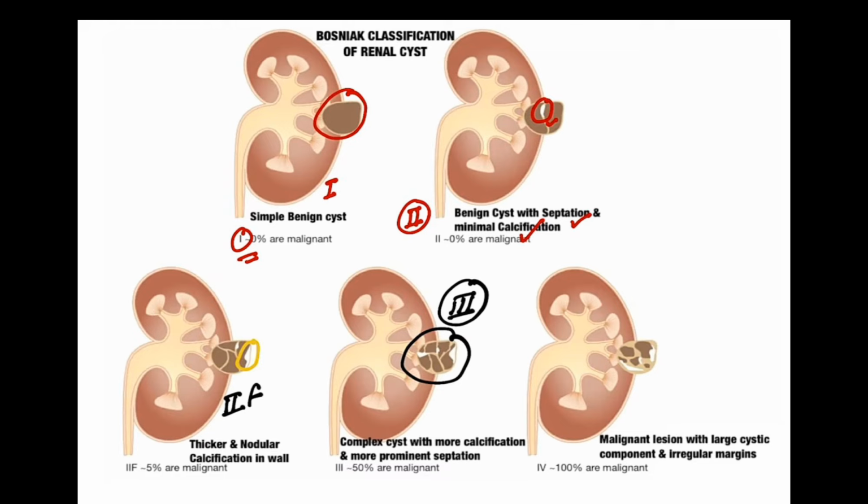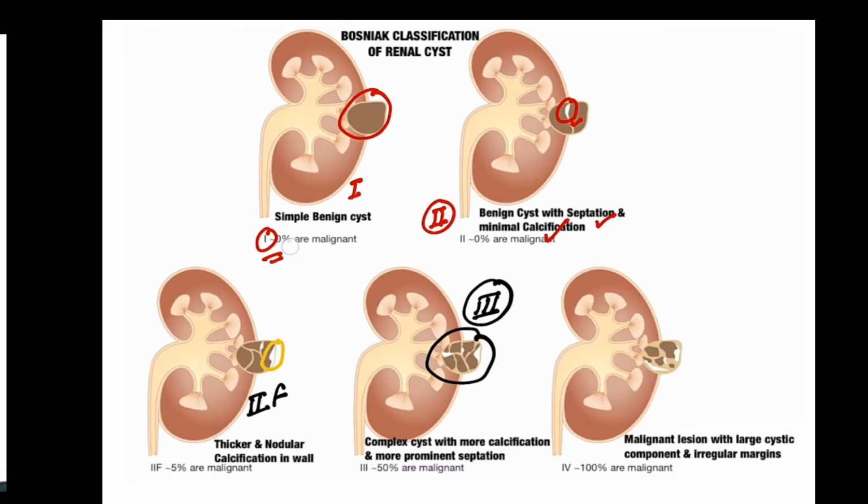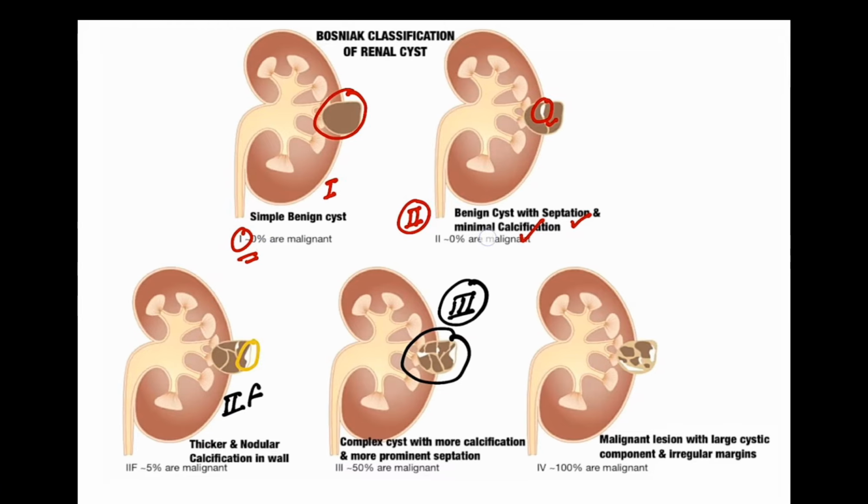This is the image of Bosniak classification. Bosniak classification we did also in the previous image, but it was linked with the angiomyolipoma. So what is the classification? Type 1 is simple benign cyst. Okay, type 2 is benign cyst with septation and minimal calcification. Means just septation is there. Then type 2F, there is septation, thick and nodular calcification in the wall.